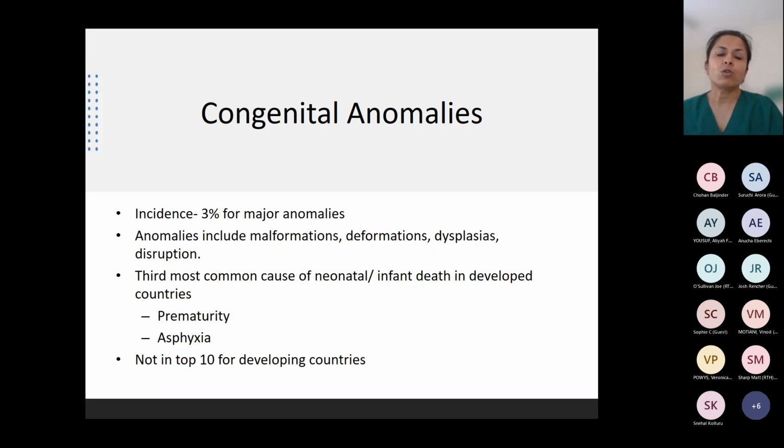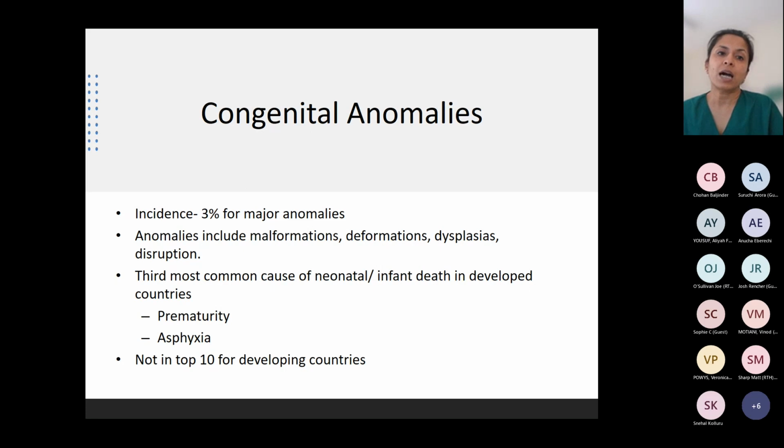these numbers might very well be increasing. But in general, overall, when babies are born, there is a 3% chance that there could be a major abnormality identified in the baby. And these anomalies that have been defined include malformations, deformations, dysplasias, disruption of growth. There can be lots of different reasons for these anomalies that are identified at birth.